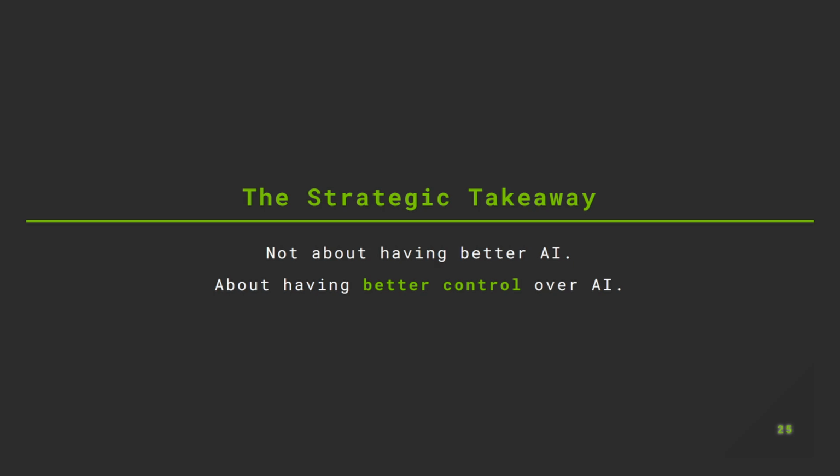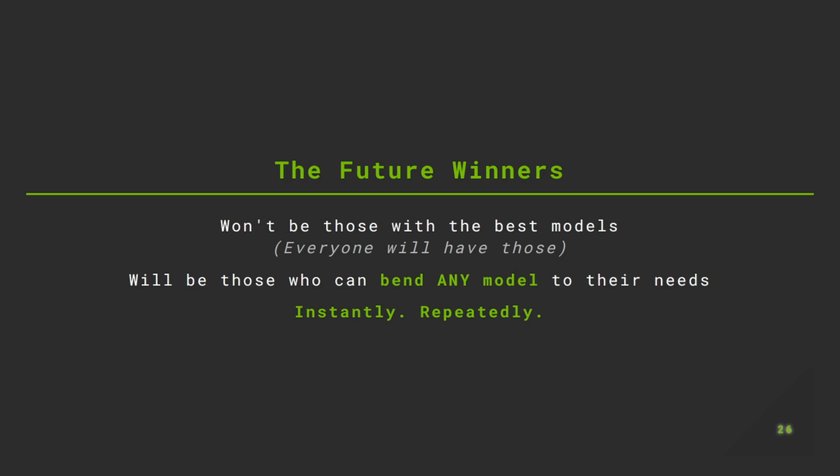Look, this isn't about having better AI. Everyone's going to have access to the same models eventually. This is about having better control over AI. While your competitors are stuck with either generic tools or burning cash on custom builds that'll be obsolete in 6 months, you're building a library of battle-tested strategies. Strategies that work with any model, adapt to any requirement, and get better over time. The winners in this space won't be companies with exclusive access to the best models. They'll be the ones who can bend any model to their specific needs, instantly, repeatedly, and consistently.